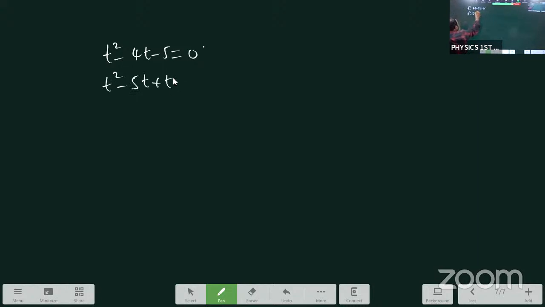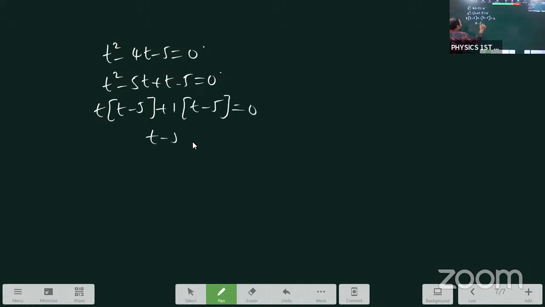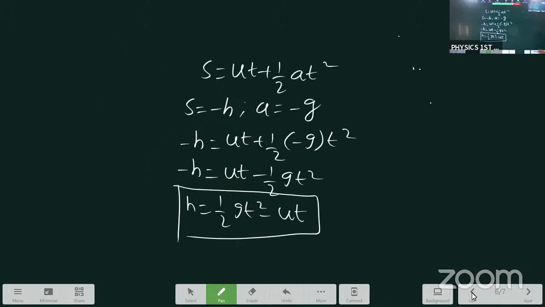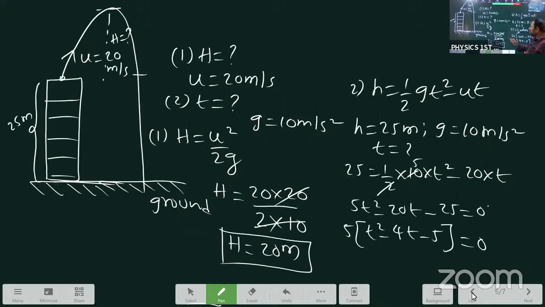We go with the quadratic equation method, students. T minus 5 equals 0, T equals 5 seconds. The time taken by the body to reach the ground is 5 seconds. Why are we not taking the other root, minus 1? Because time is always positive only. One more time, listen, students.